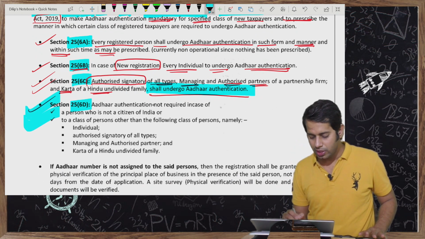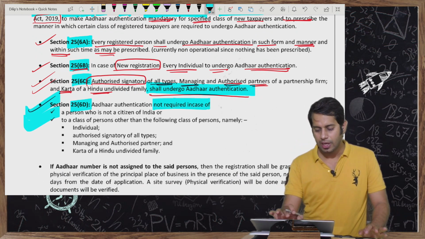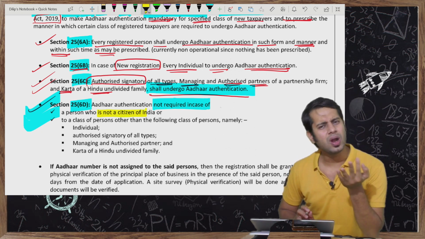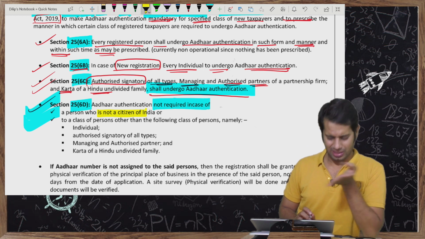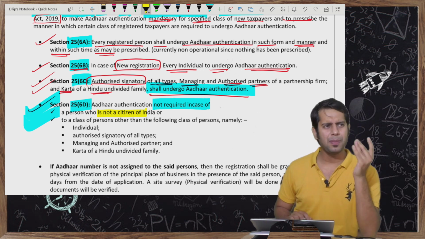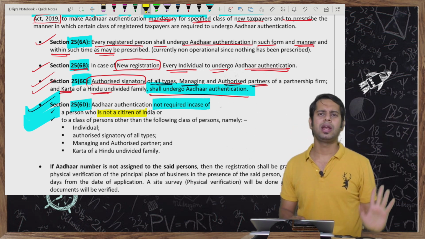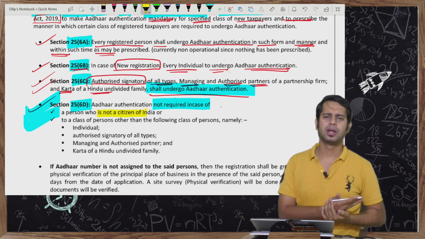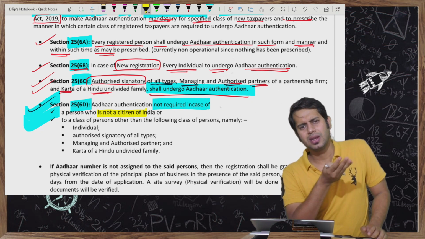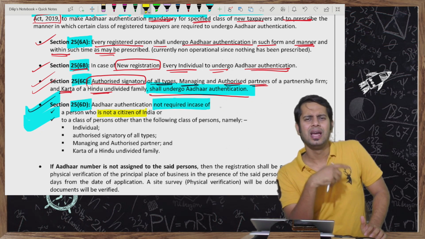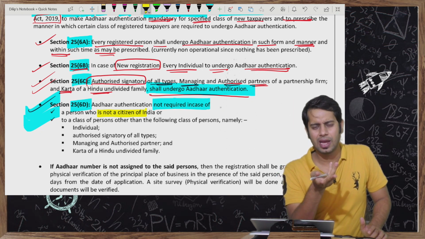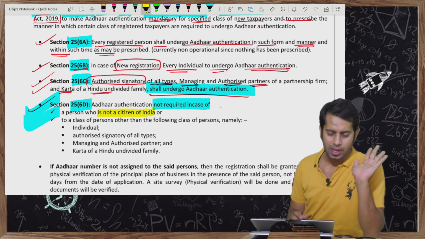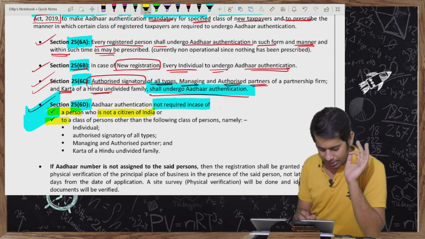Then Aadhaar authentication is not required in the case of a person who is not a citizen of India. If you are not a citizen of India, why would you take an Indian Aadhaar? For example, there are companies which have foreign directors. The foreign director would never have resided in India, so why would he need an Aadhaar of India? If you are not a citizen of India, you don't have to give that. Aadhaar authentication is not required.